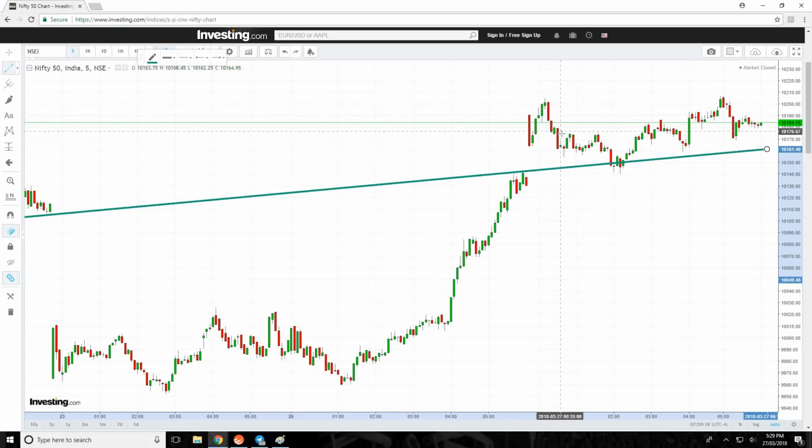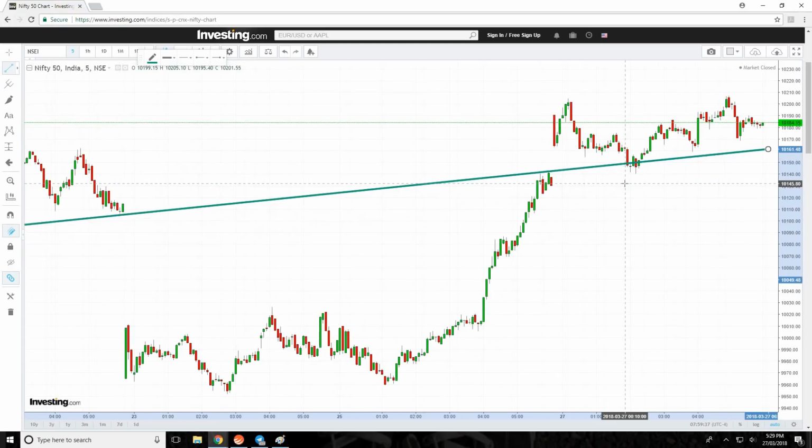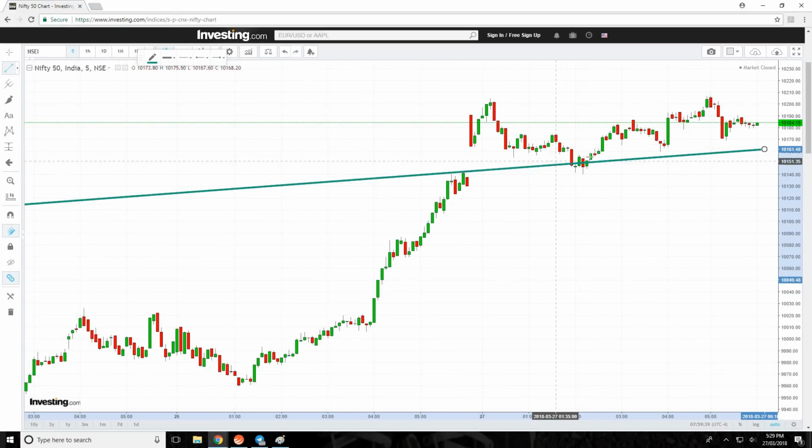Now, as it starts to come down, I'm going to expect it to come to this level, and hopefully find support. Now, if this level doesn't hold, then we're going to get a nice downfall. So we need to look for clues around this area, and that we can tell by the candlesticks and price action.